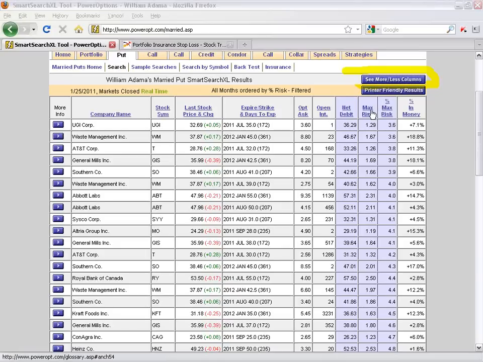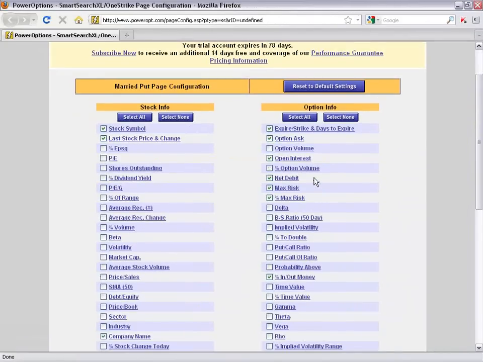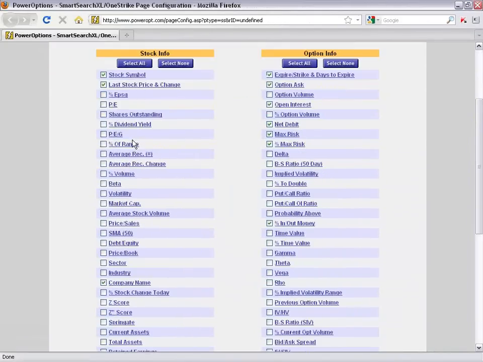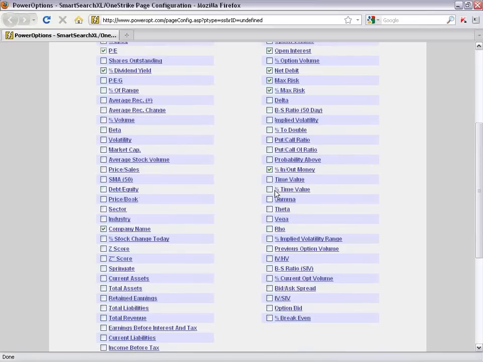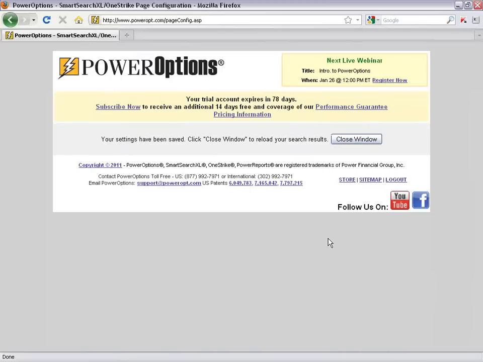There we go. And this will take you to a configuration page where you can pick and choose which columns you'd want to see. If I use the % earnings per share growth, the % dividend yield, or the price to earnings ratio in my search, I might want to use that in my results. The average stock volume, for example, or broker recommendation. If you wanted to view that % implied volatility range or the actual delta or the implied volatility of the option, just check the boxes next to the fields that you wish to use on your results field, and then simply click Save and Return.